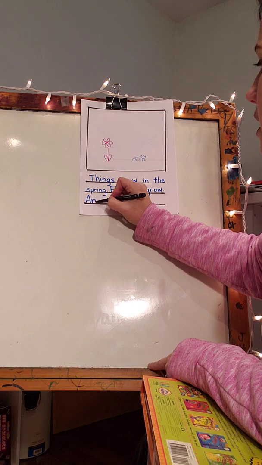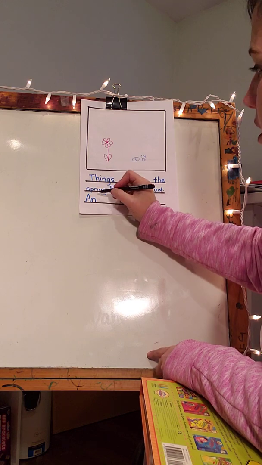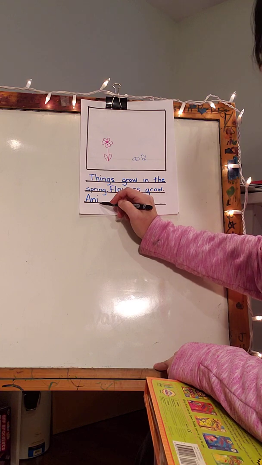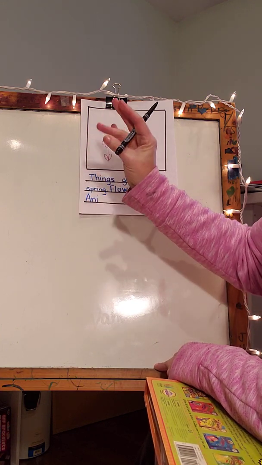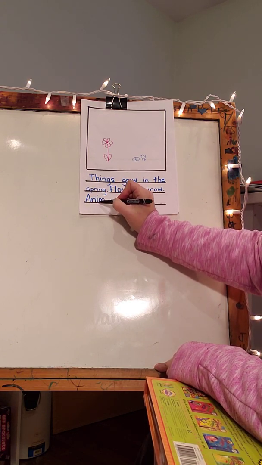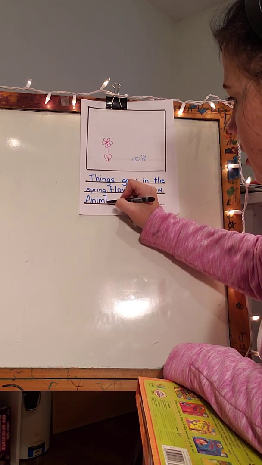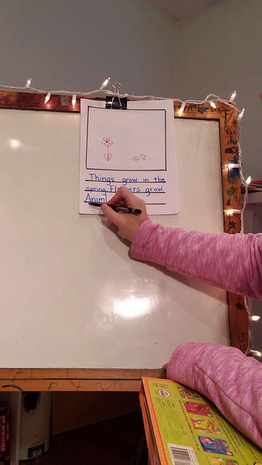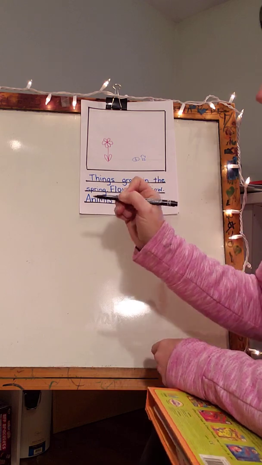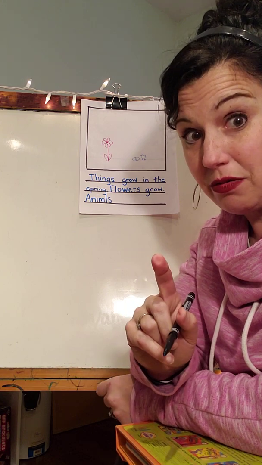A, n, n, n. I. I makes an I sound. A, n, m, m. An, I, m, moles, animals. So I made sure I have a letter for every sound because that's what good writers do.